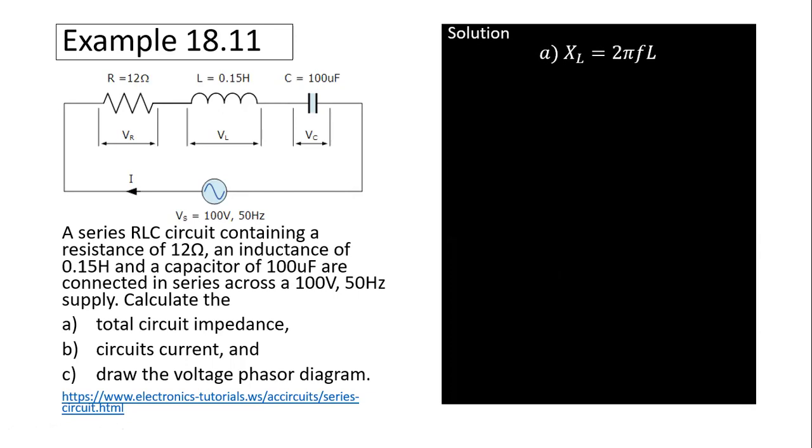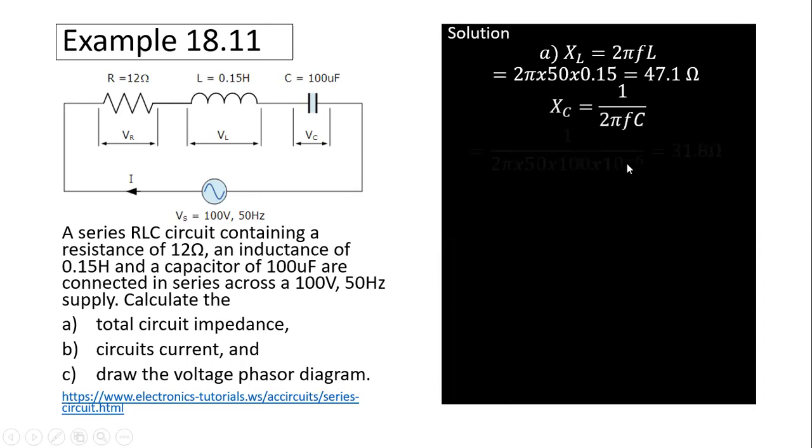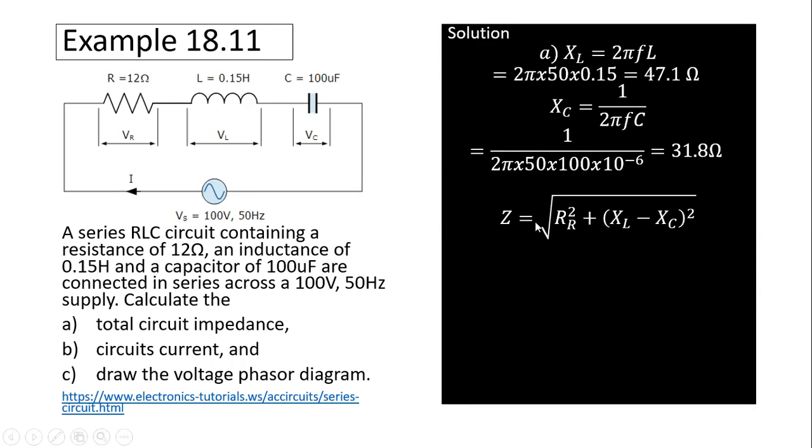XL, put in your values: 2 pi, 50 hertz, 0.15 Henry, calculate using calculator. XC is 1 over 2 pi f C, put in your values: 2 pi, 50, 100, change it to farad, 10 to the power minus 6, use calculator. Then use this formula: Z is the square root of R squared plus (XL minus XC) squared. You have to memorize the formula. Put in and calculate out.